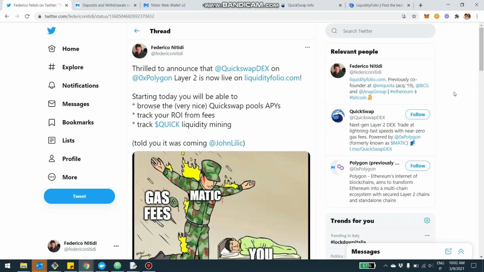Hope everybody's well. I want to talk to you today about a layer 2 solution for Ethereum, and in particular one called Matic, now known as Polygon, which is just integrated in Liquidityfolio.com. So you may have seen this news on Twitter.